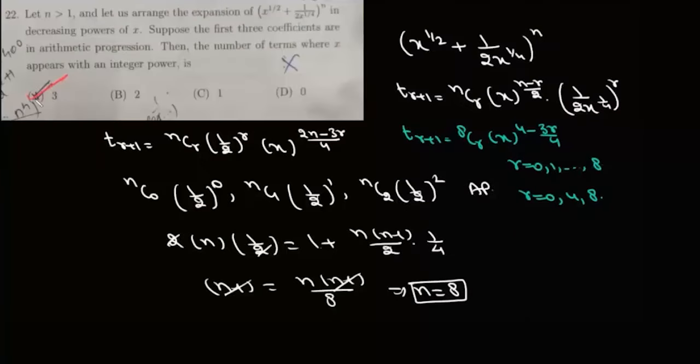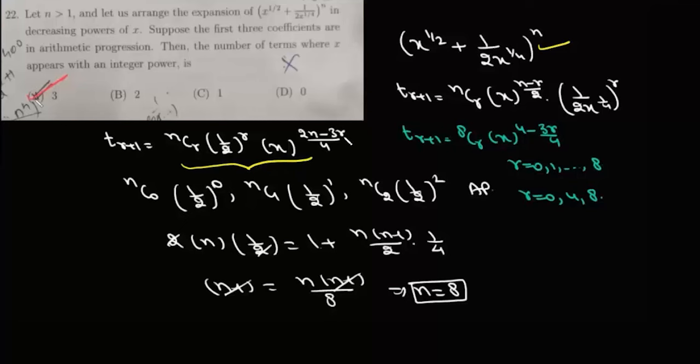Now here the question is, we are given a binomial expansion and it says we have to arrange the terms in decreasing powers of x, and suppose that the first three coefficients are in AP, then we need to find the number of terms where x appears with an integer power. Now if we look at this binomial expansion, we can write its general term as nCr a^(n-r) b^r, and if we simplify it, we can get nCr (1/2)^r x^((2n-3r)/4).